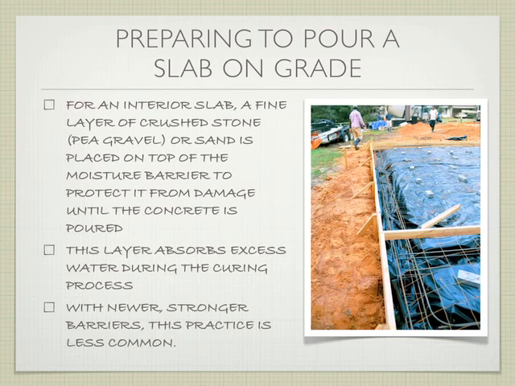That's what we're talking about, the pea gravel or sand on top of that moisture barrier. It also absorbs excess water during the curing process. If we move into the newer, stronger materials, DuPont's great for making new building materials that we can use, we may be able to get away with not having that layer. And so you can see something like this, for example, is a little bit more advanced material.